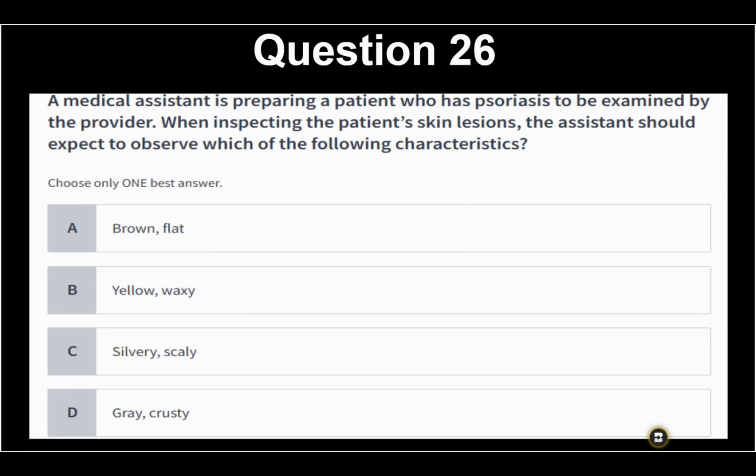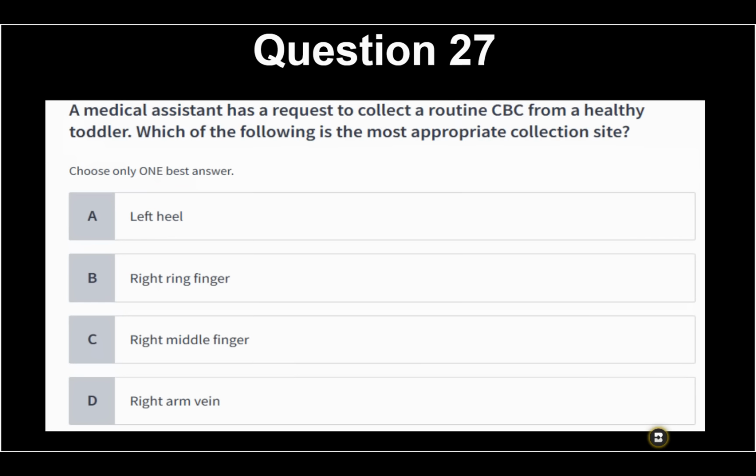Question 27. A medical assistant has a request to collect a routine CBC, complete blood count, from a healthy toddler. Which of the following is the most appropriate collection site? A, the left heel. B, right ring finger. C, right middle finger. Or D, the right arm vein.